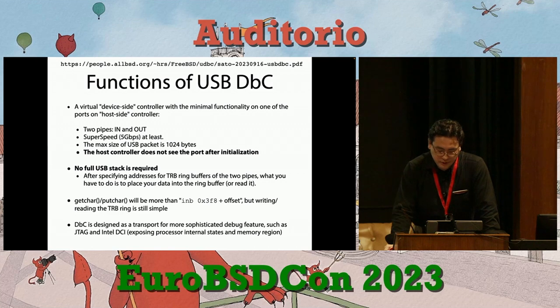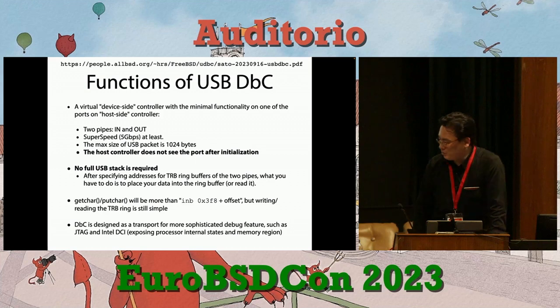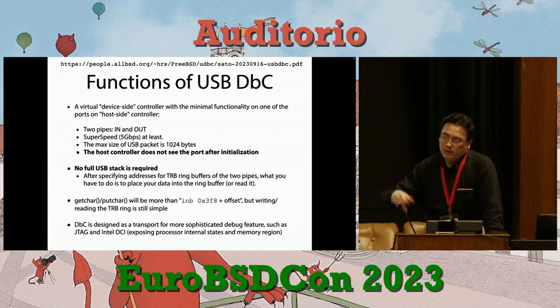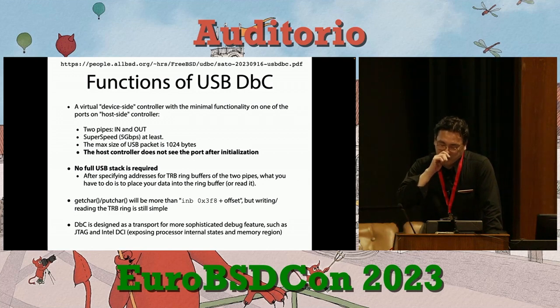So using this function, it is easy to implement the getc or putc function. It is easier than with legacy hardware. Legacy hardware uses outb or inb, but constructing a TRB and putting the data into memory is not so complex. So even when the kernel goes wrong, this putc and getc function can do the necessary tasks, extracting information or providing the KDB access from the BMOD.